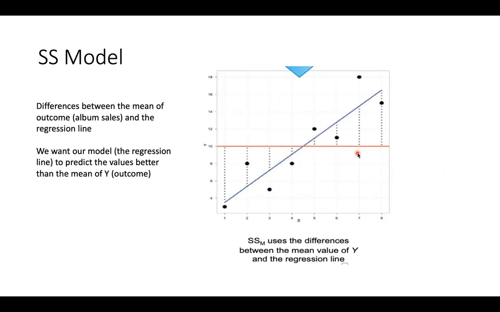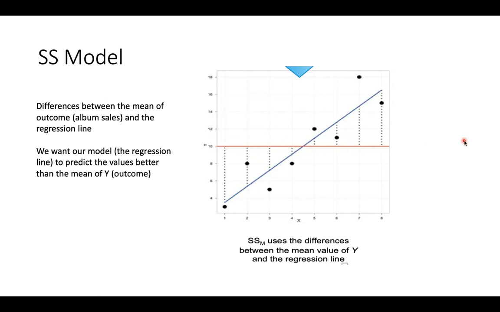And lastly, our sum of squares M, or model. This is the difference between our regression line and the mean of our outcome. So what's happening here is that we want the blue line that we've drawn, that new predictive equation, to predict values better than just the average of y. So we want better predictive ability than if we were to use the average, right?